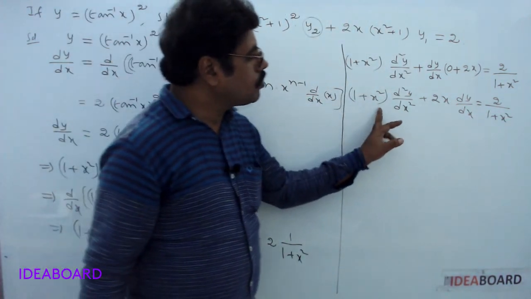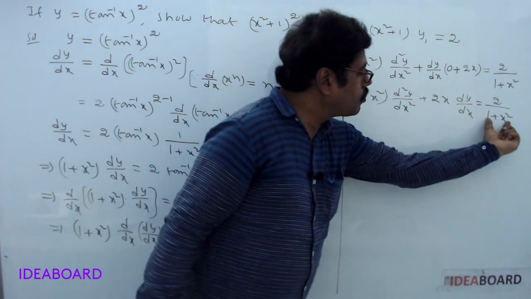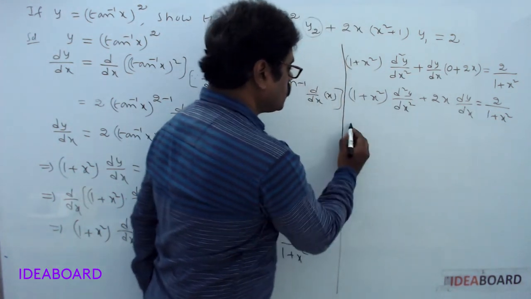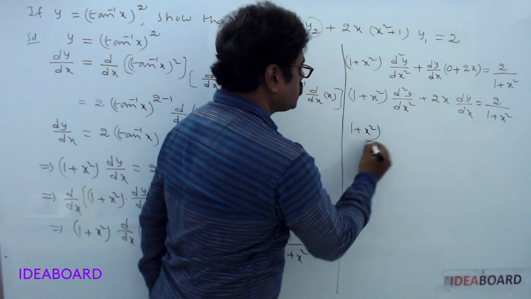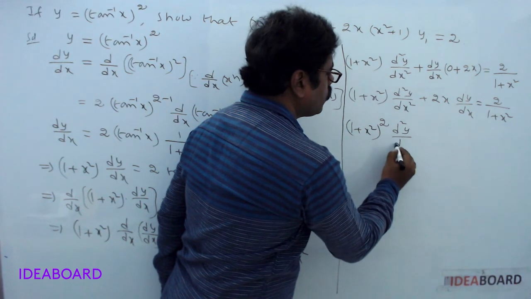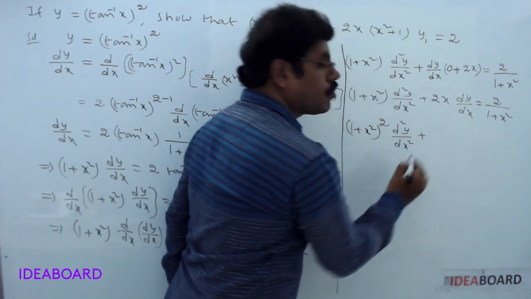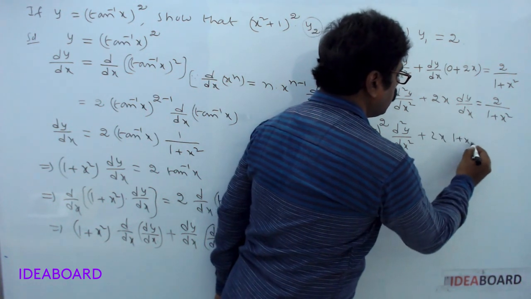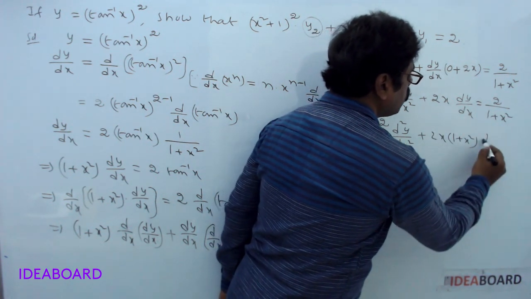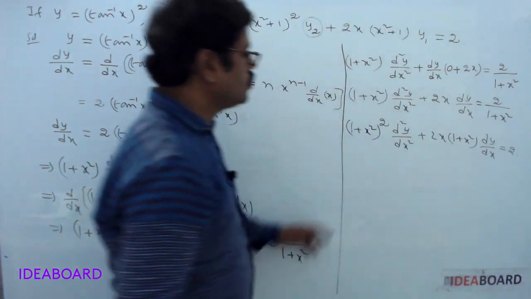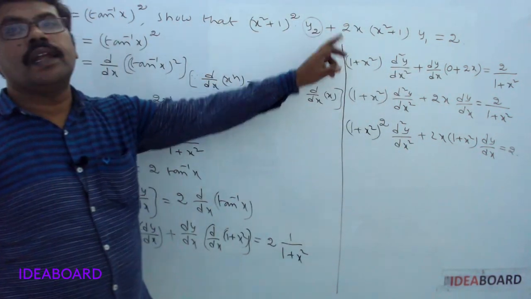Now again multiplying on both sides with 1 plus x square term. So (1 plus x square) into (1 plus x square), this is (1 plus x square) whole square, into d square y by dx square plus 2x into (1 plus x square) into dy by dx equals 2. Now this is the required condition.